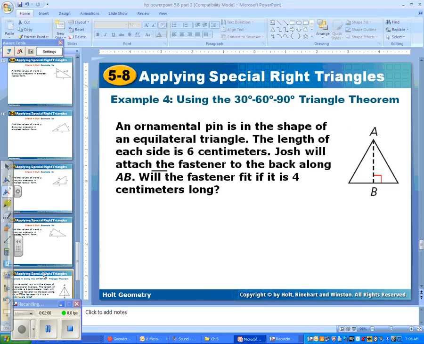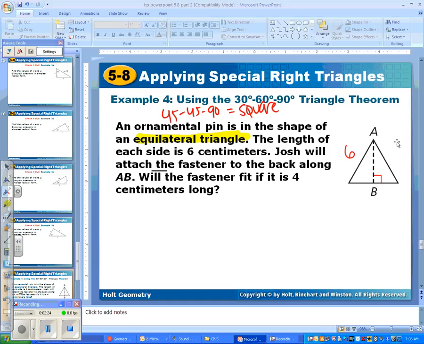Okay, word problem. With the 45, 45, 90 triangle, remember that's always half of a square. So whenever you see the word square, you're going to think 45, 45, 90 triangle. For 30, 60, 90, you're always going to think 30, 60, 90 triangle whenever you see equilateral triangle, since it's half. Okay, so in this question, it says the length of each side is 6 centimeters.